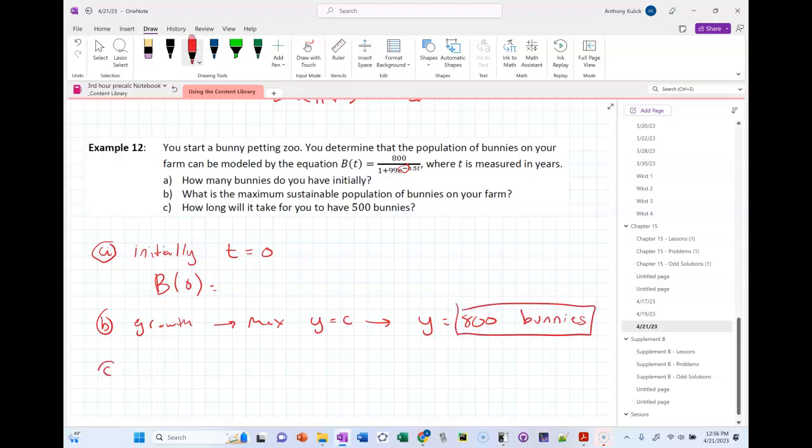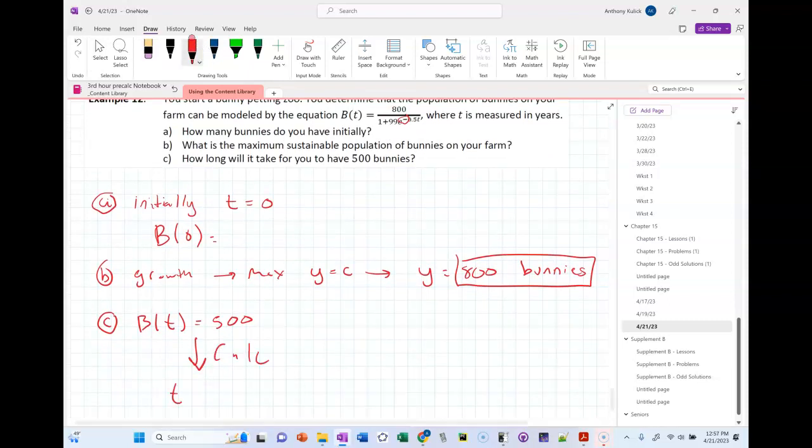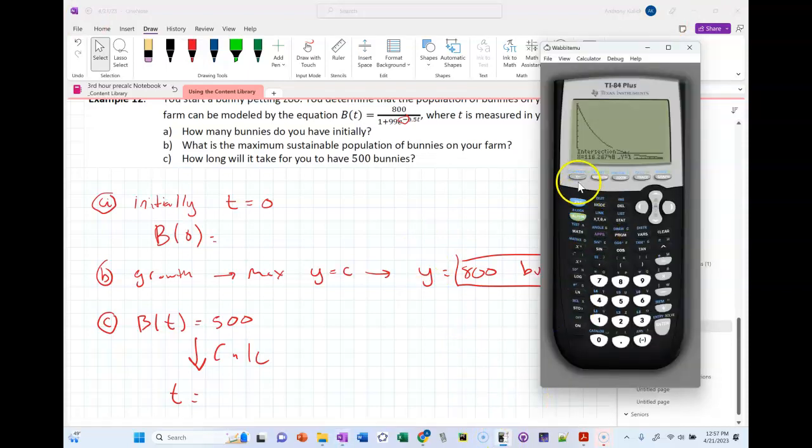And then it says, how long will it take to get 500 bunnies? Well, I'm going to use that to solve for t. So set B of t equal to 500. Use my calculator to get my value for t. All right, well, let's plug this model in and start grinding this out. Get our grindage on.